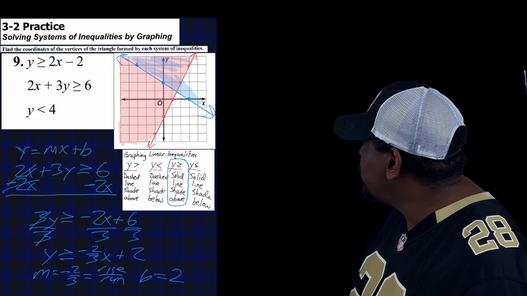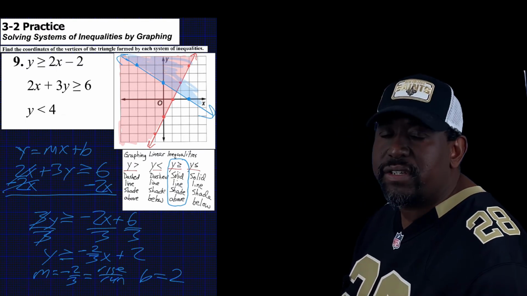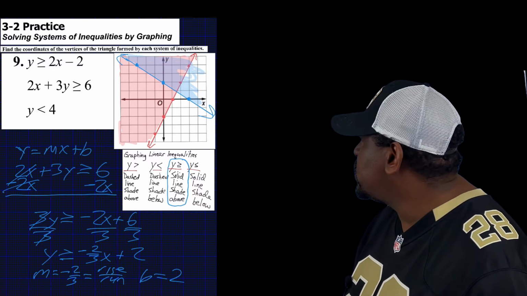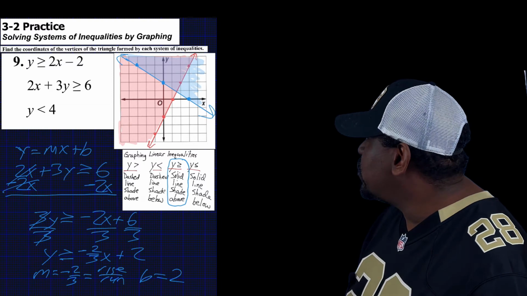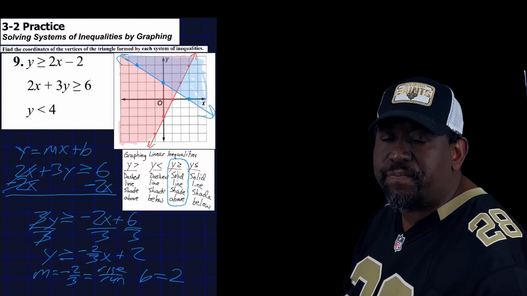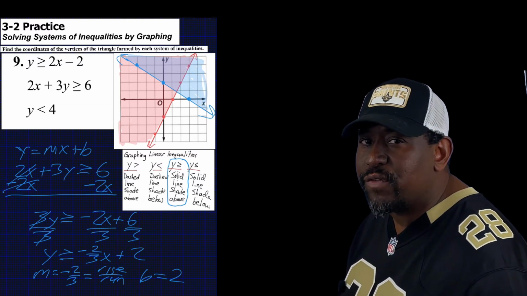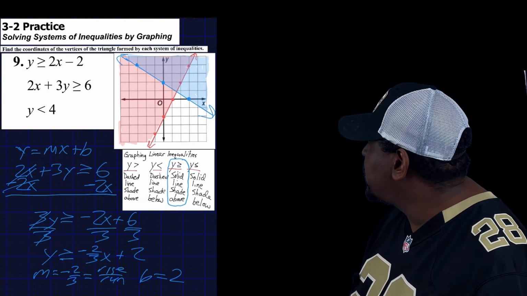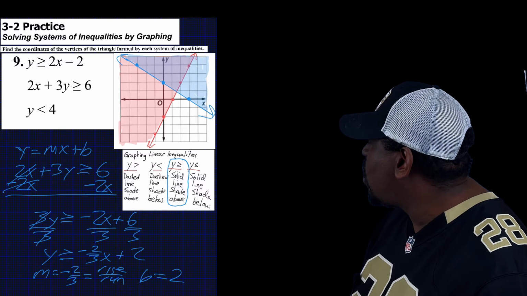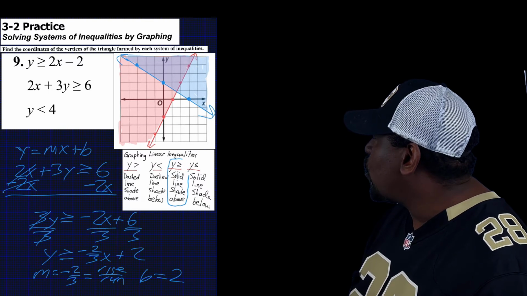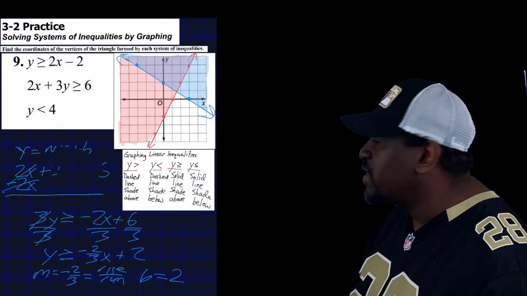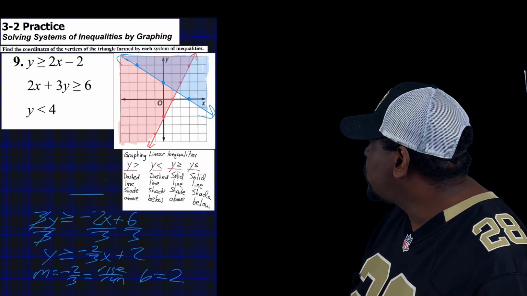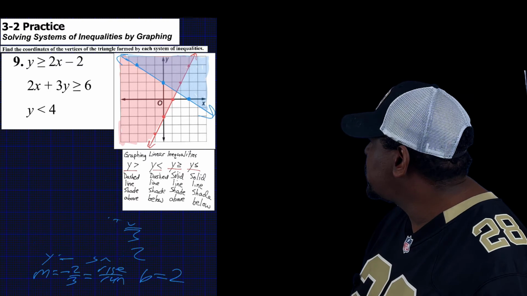And as you can see, you can start to see an intersection between the red and the blue regions. But we still have another inequality to graph before we figure out our vertices. So after we shade this, we will graph our last inequality, which is y less than 4. So that's what we're about to graph right now.